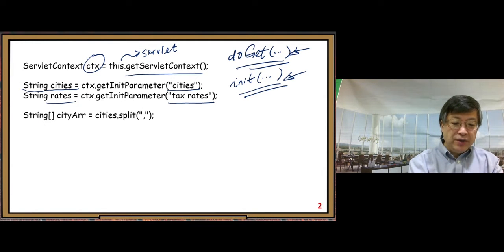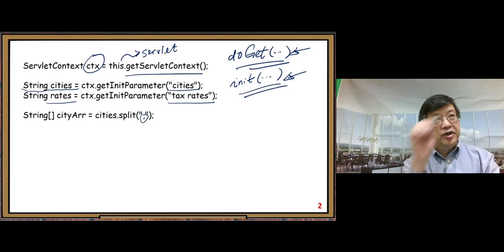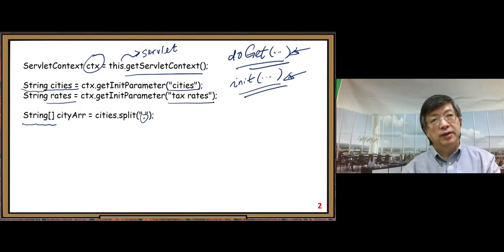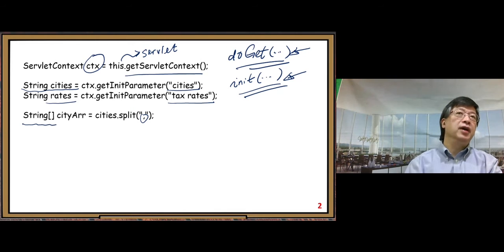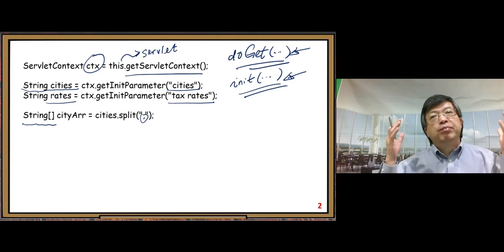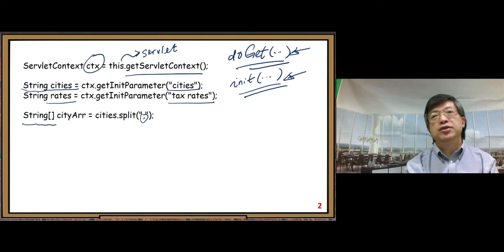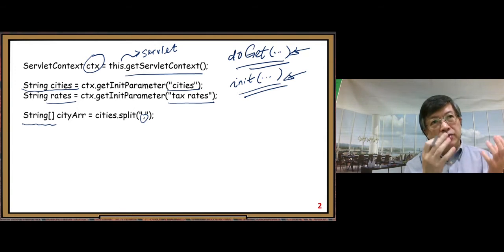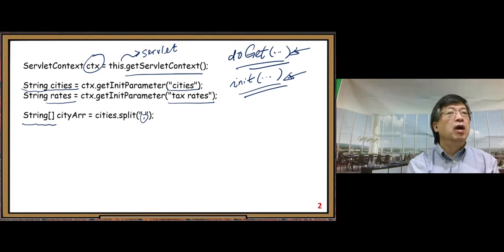Next, we use the comma as the delimiter and split the string into a string array, the city array. In our input page, we do not need the tax rate data, because the user just selects a city. We do not need to show the sales tax rates to our users. When we do the calculation, we need a tax rate, but for the input page, we do not.